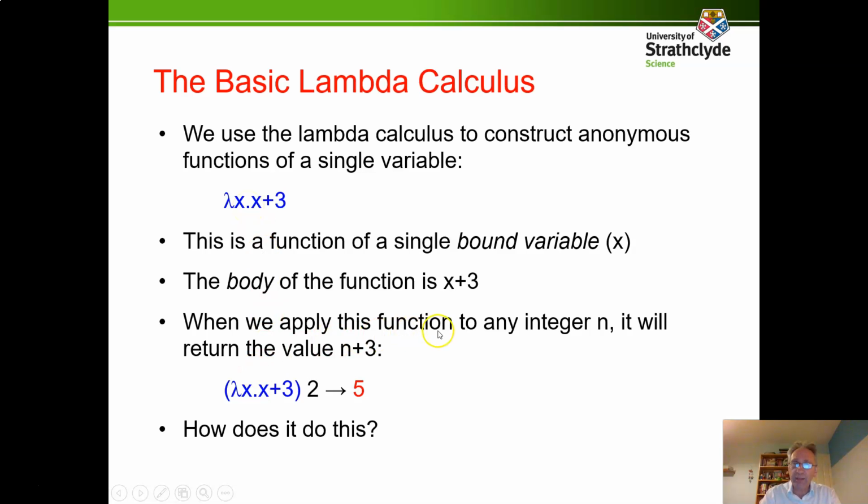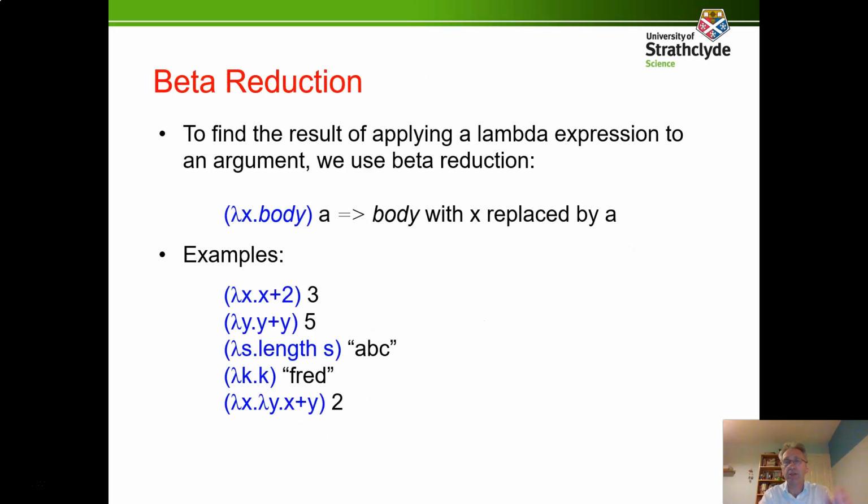When we apply this function to an integer, it returns the value n plus 3. So just like I wrote down add 3 of 5 and that returned 8, I can write down lambda x, x plus 3, applied to 2 gives me 5. So the way that I've explained it, you can see, okay, yeah, I see that. But how does it do it? It does it by rearranging the symbols and then doing an evaluation. Rearranging the symbols first is called beta reduction.